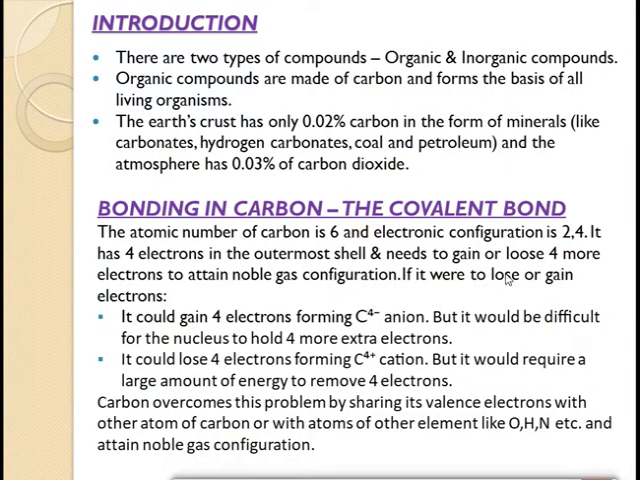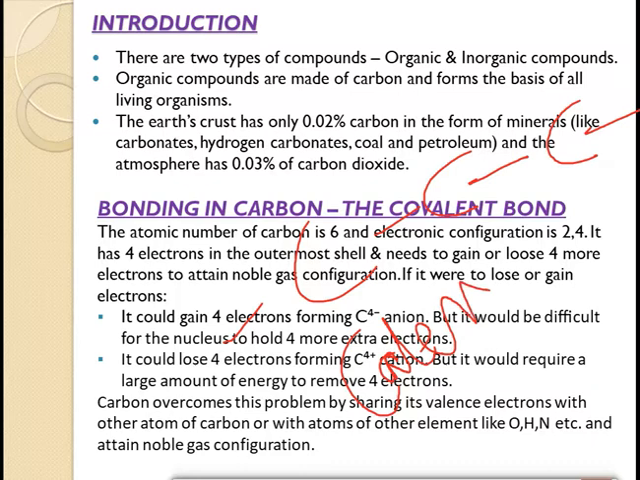Now, carbon is very small in size, because of which it can form a long chain with itself. Means one carbon atom can link with other carbon atom to form a long chain, and this property is called catenation. I will provide you the definition of catenation in the next slides.